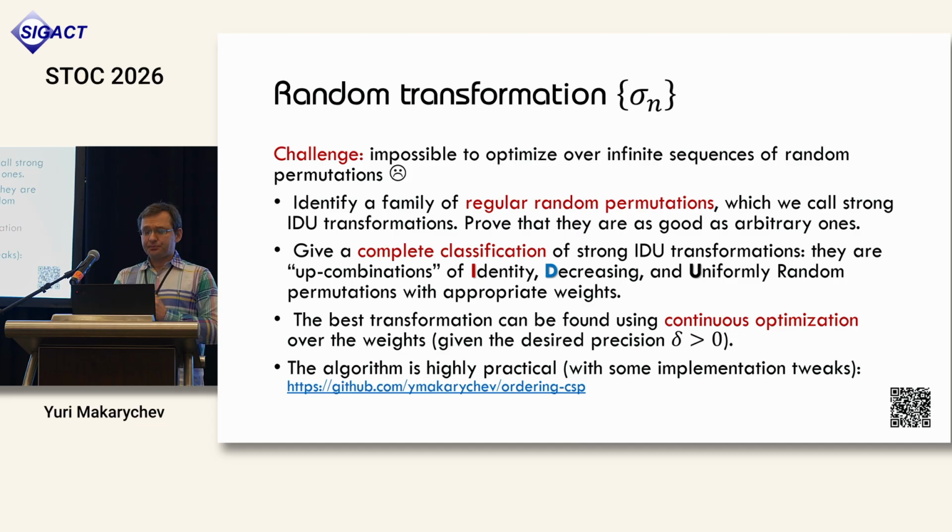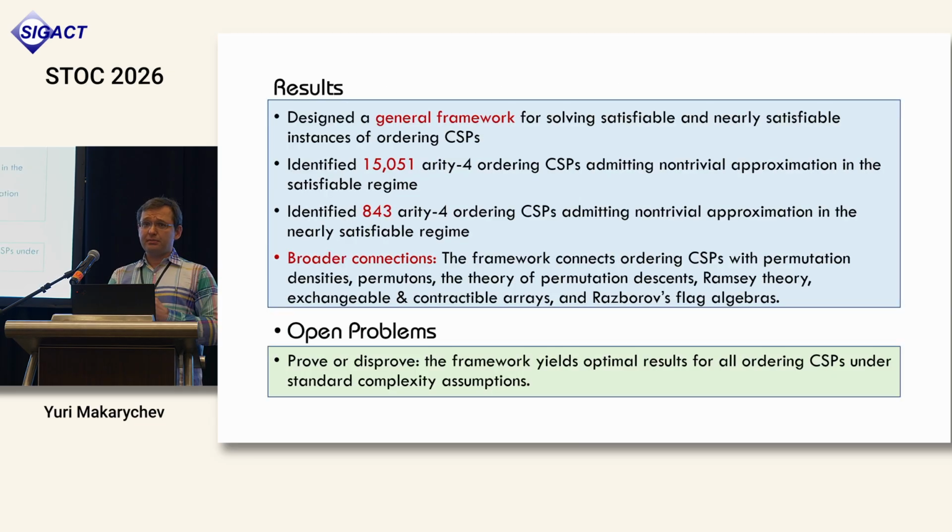So basically, we reduce the problem of finding the optimal rounding scheme to a continuous optimization problem, and we can find the best rounding scheme from this family with any desired precision delta. And the algorithm is very practical, so we actually implemented it, and found 15,051 ordinary CSPs of arity 4.